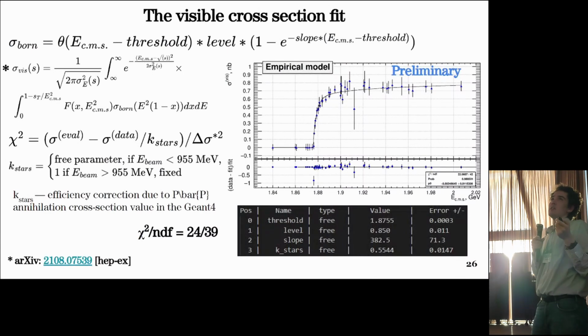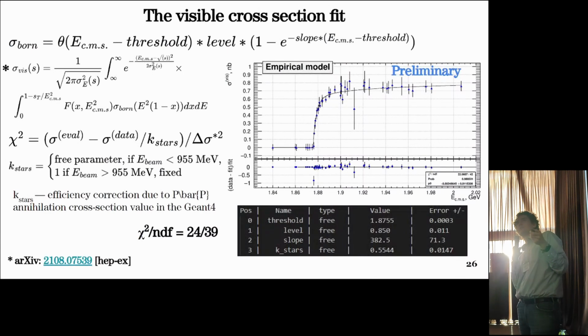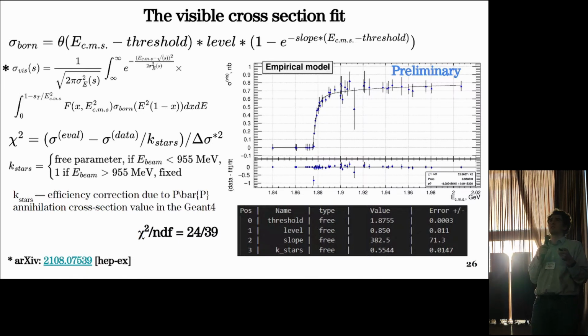We fitted visible cross-section with our Born cross-section model and radiator, and this Gaussian distribution that corresponds to the beam energy distribution. And we also introduced a modified formula to the fit procedure to take into account these K stars. It's the correction of the cross-section.